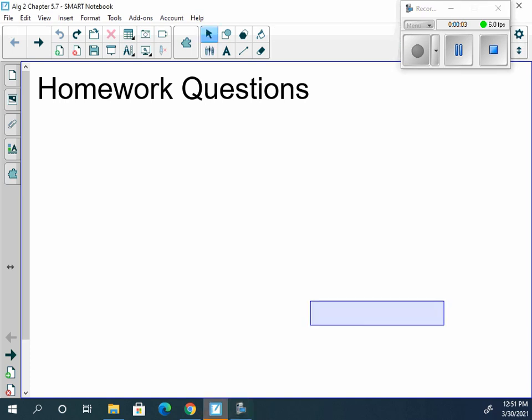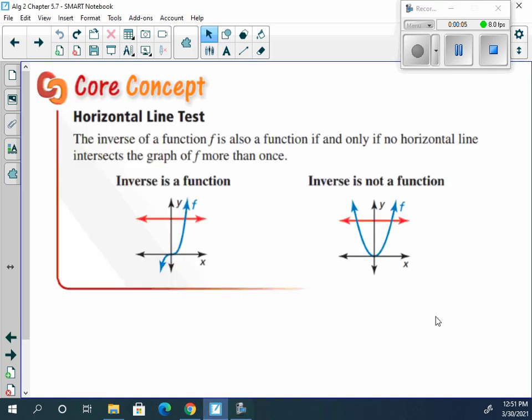So what we're going to be looking at today and Thursday, we're going to split this up across 2 days. We'll do something different tomorrow. We're looking at inverse functions.